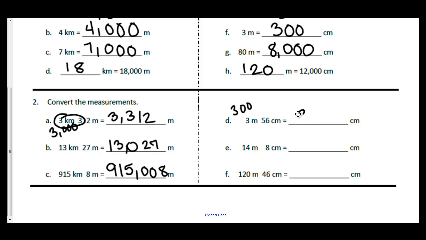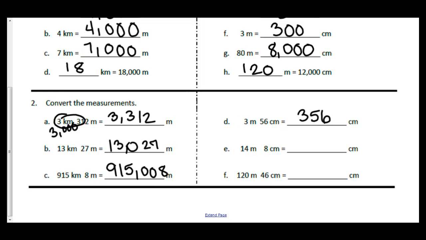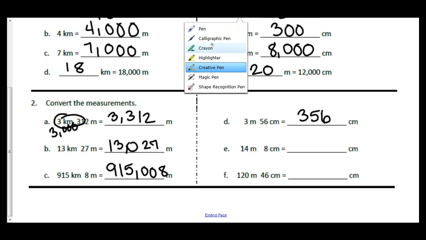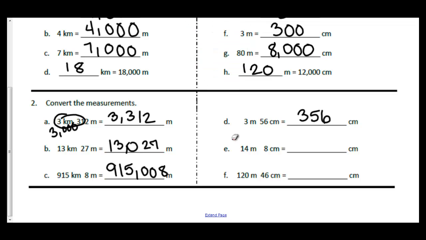So when you add that together, you get 356 centimeters. Okay, so we're on to E, and we have 14 meters and 8 centimeters. So I'm thinking to myself, there are 100 centimeters in a meter. So let's see here, I'm trying to get my pen to work. Okay, so this would be like in the hundreds place, okay? So I've got 14 hundreds, 8 ones. So that would be 1,408 centimeters.